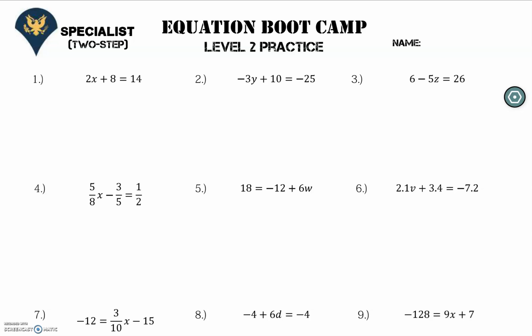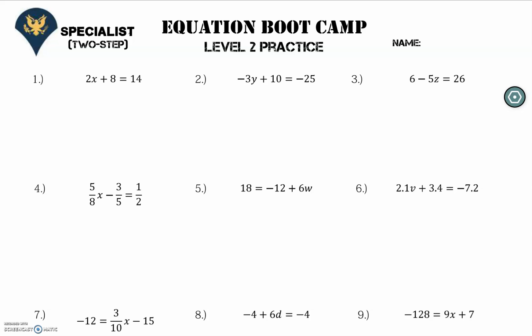Hello mathematicians. Today we are going to go back and review two-step equations. It's been a little while. You had a whole week off for Thanksgiving. So we're going to make sure that we have this down. We are going to do the practice and the mastery test today.